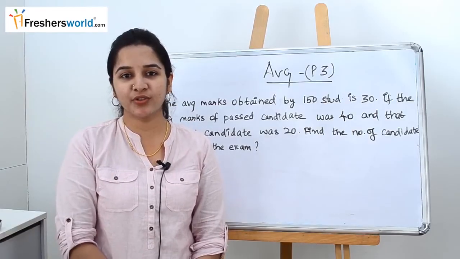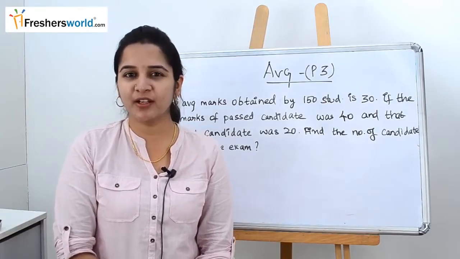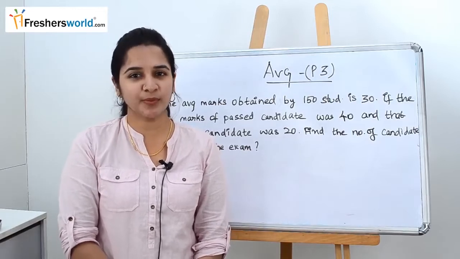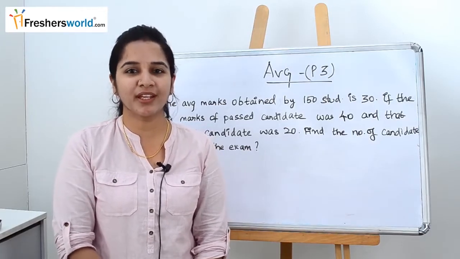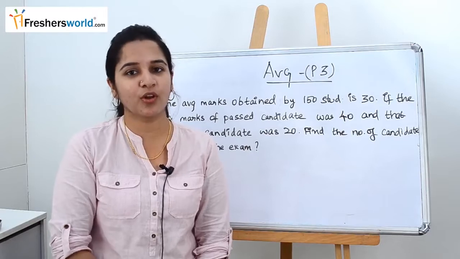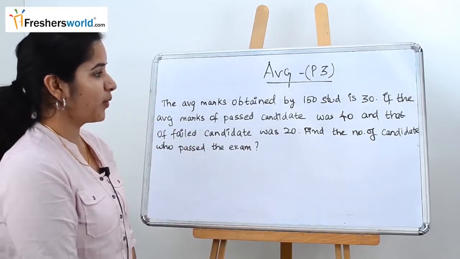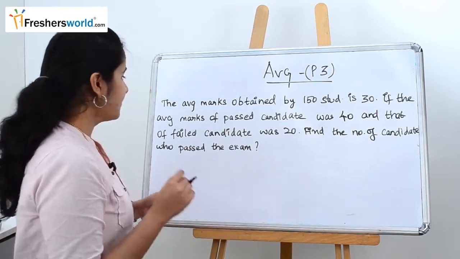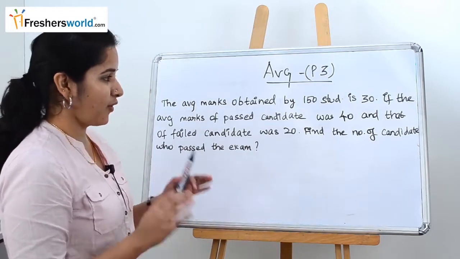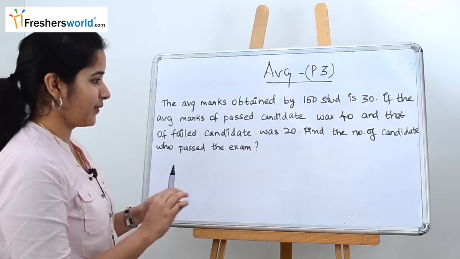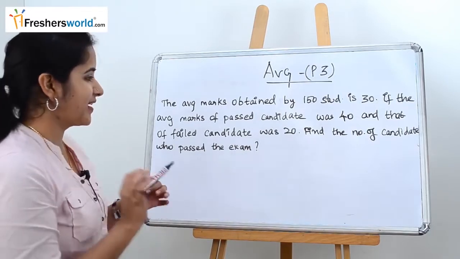The topic that we are going to look at today is averages. In the previous part of averages, we dealt with the simpler problems. From now on, we will be going into much tougher problems to understand the overall concept better. The first question is, the average marks obtained by 150 students is 30. If the average marks of the passed candidates was 40 and that of the failed candidates was 20, find the number of candidates who passed the exam.